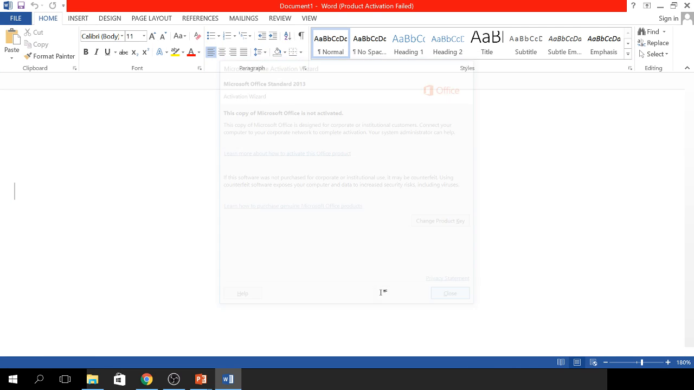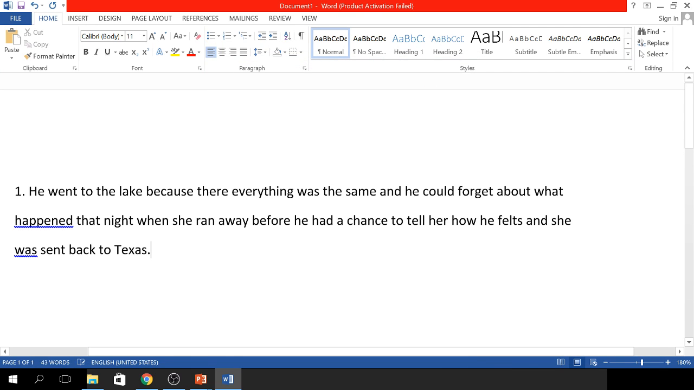This way, I think it will be easier for you. He went to the lake because there everything was the same. We could write a full stop here and make this capital, and comma. And why are we writing a comma here? Because and is a connective, and if we are starting a sentence with a connective, then you should write a comma after the connective.